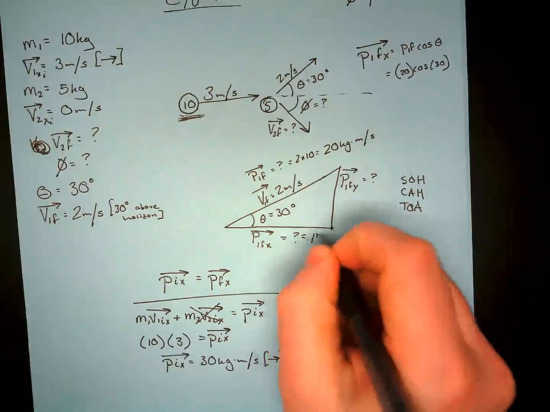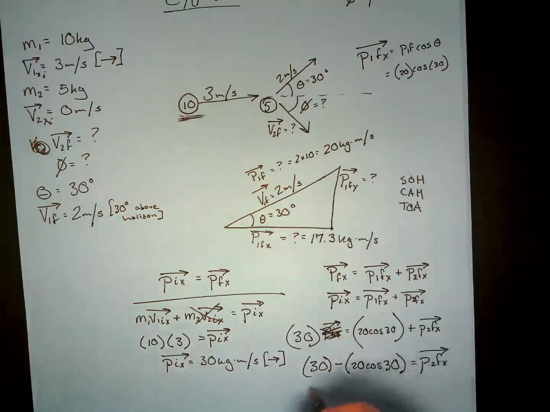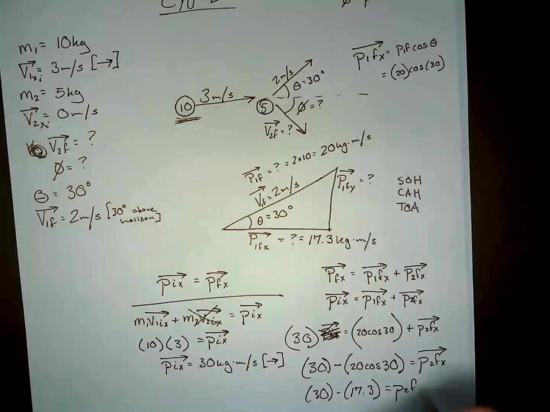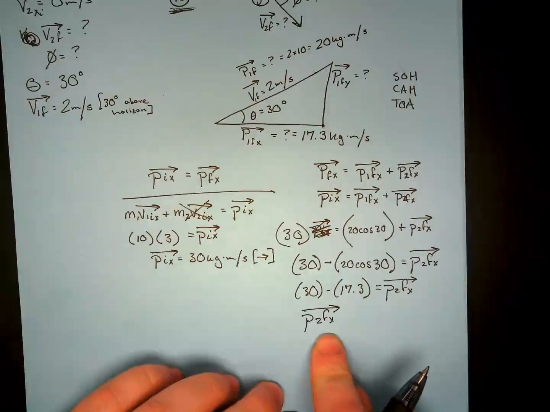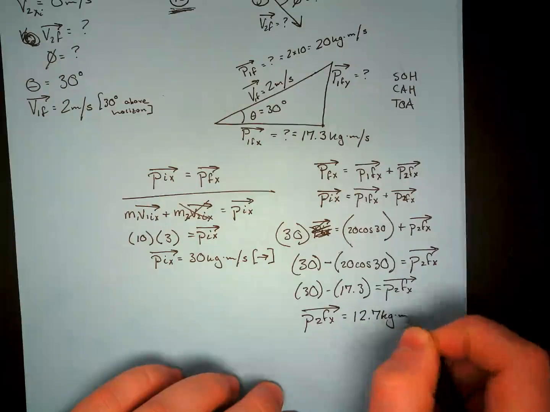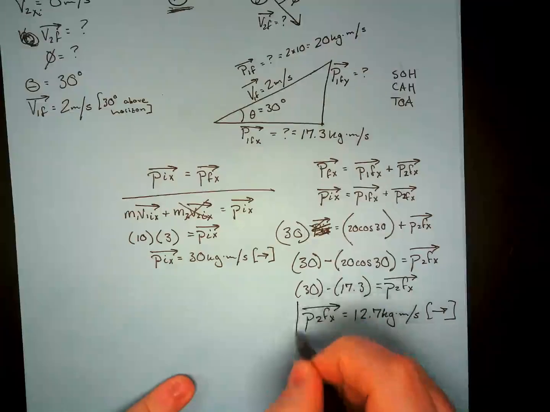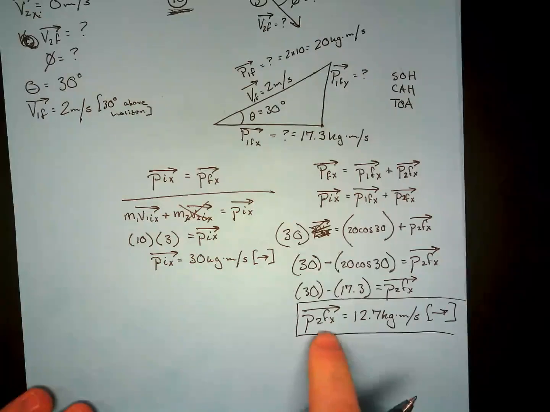That is going to be 17.3 kilograms meters per second. Okay, so it'll just be 30 minus 17.3 equals P2Fx, which then is going to leave us with the final momentum of our second object in the x direction of the x-axis, which is going to be 12.7 kilograms meters per second this way. So we'll save that for a hot minute, because this is going to go in our second triangle, so we'll keep this for a second triangle.